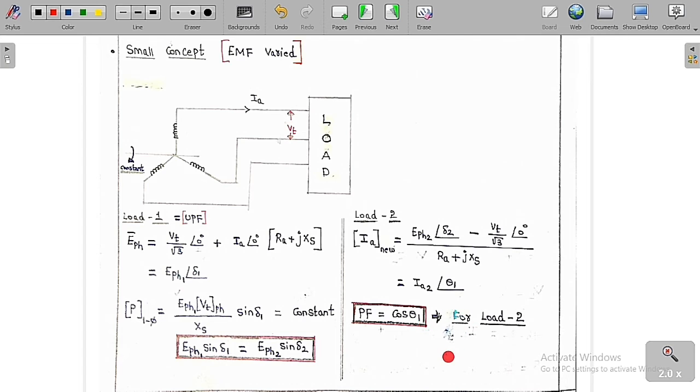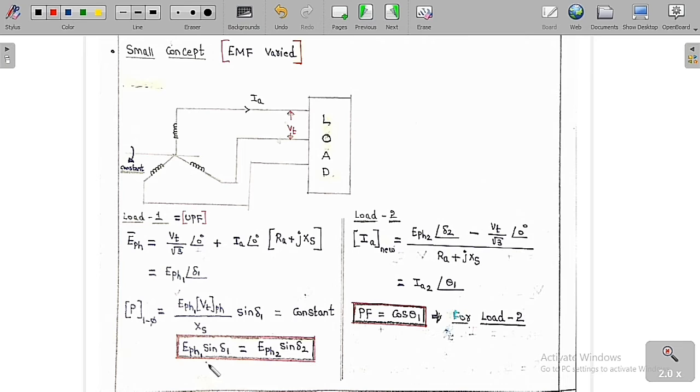This is the concept that you always have to understand to solve this type of questions. What I am trying to say is very simple: whenever the mechanical input is a constant, then the active power is a constant, and the terminal voltage is also constant, X is a constant. So this product is also constant: EPH1 into sine delta 1 is equal to EPH2 into sine delta 2.